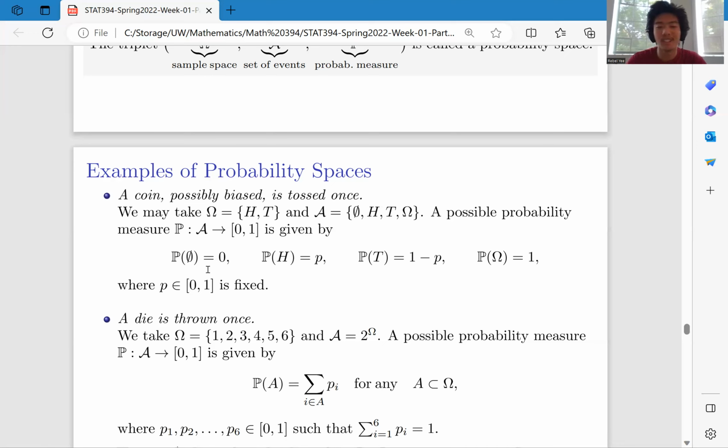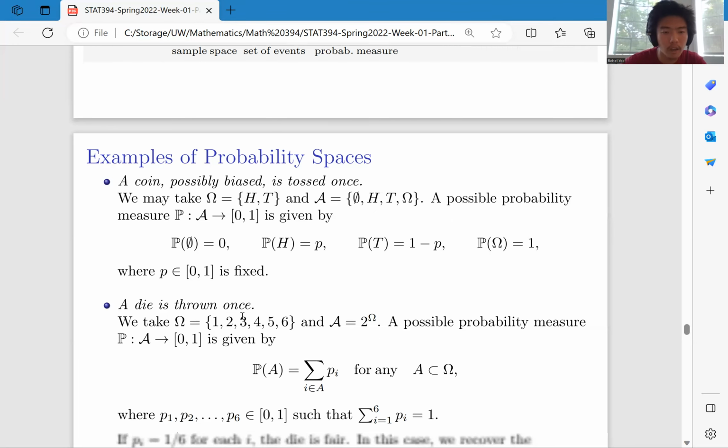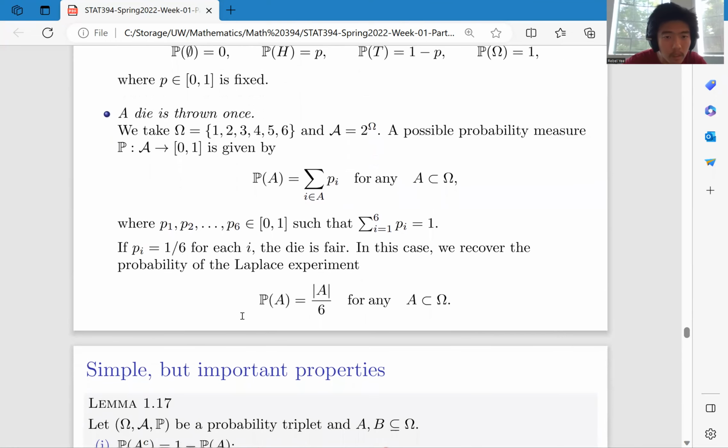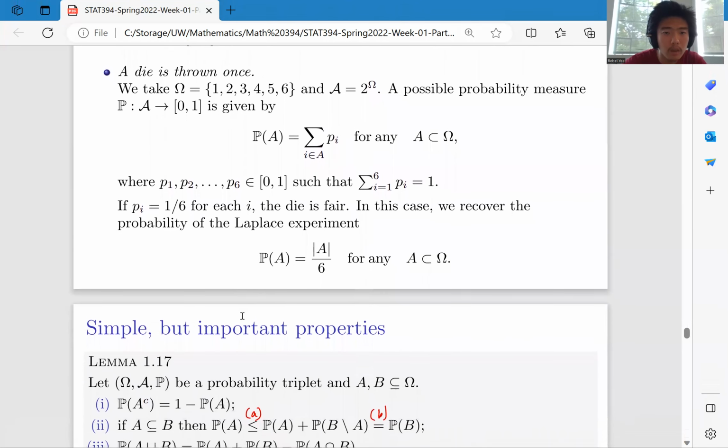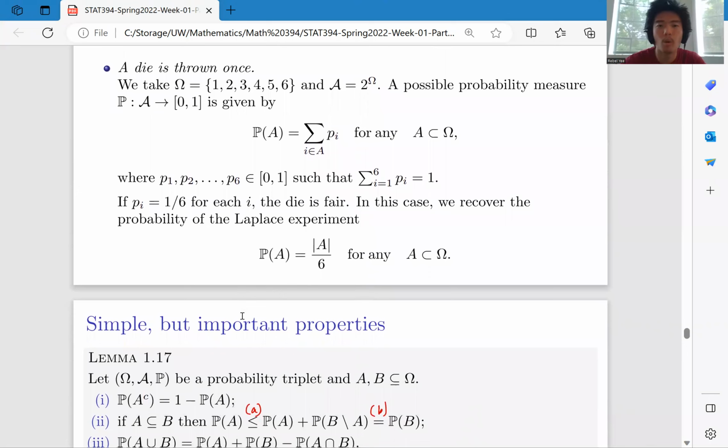But if we add all of the probabilities of a probability measure, it's 0 plus p plus 1 minus p plus 1. So here the result is 2, which is not equal to 1. So for a probability measure, the sum is equal to 1. This is not a guarantee. Okay, and we'll also see another example here, which is more complex.